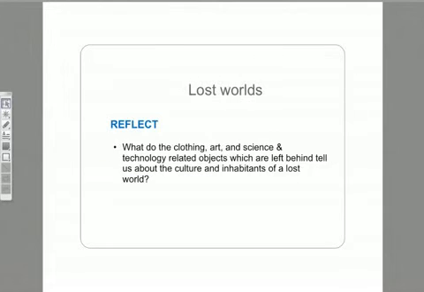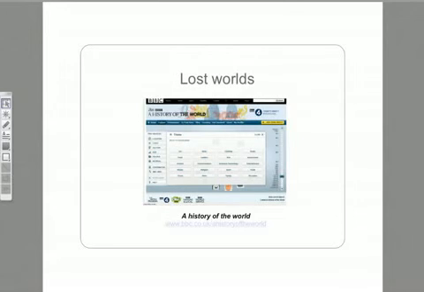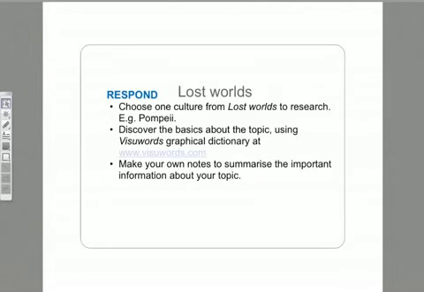about the significance. And then in the reflect section, I asked the students to consider, what do the clothing, art and science related objects which are left behind tell us about the culture and the inhabitants of a lost world? And there's a lovely site that they can go to, a History of the World BBC site, which is really gorgeous, and they can have a look in there by theme, and they can have a look by civilization. And what you see when you have a look in there is some really gorgeous artifacts that you can discuss.